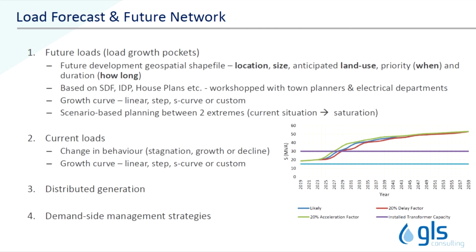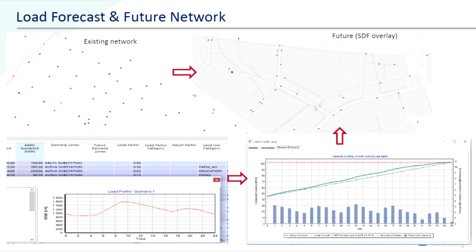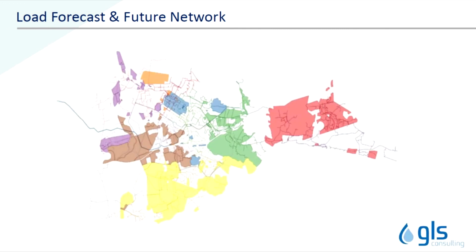So this is just to show you how it's done, where the existing network is taken and there's a future network overlaid on top of that, and then you can do your demand forecast. This is the particular client that I referenced earlier, where I showed you the network. So these are the future development areas, also color-coded according to the different supply zones. So we incorporate the future development areas geospatially into the network area.